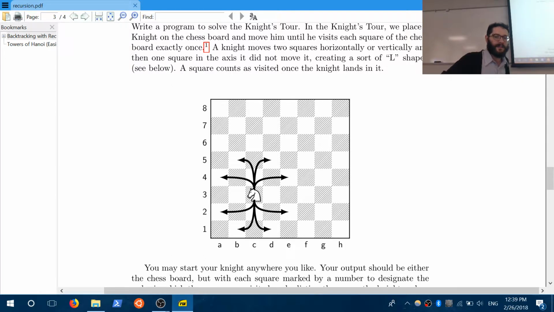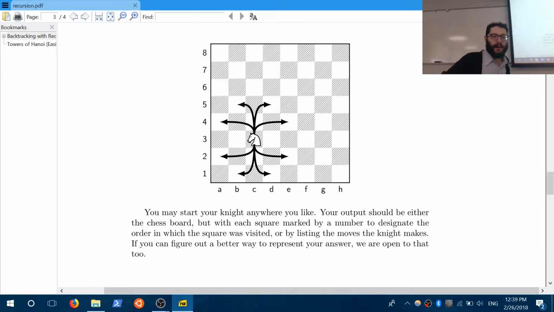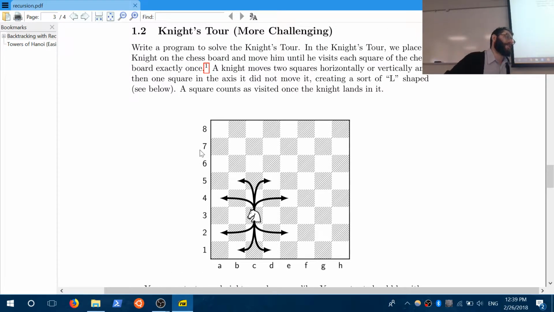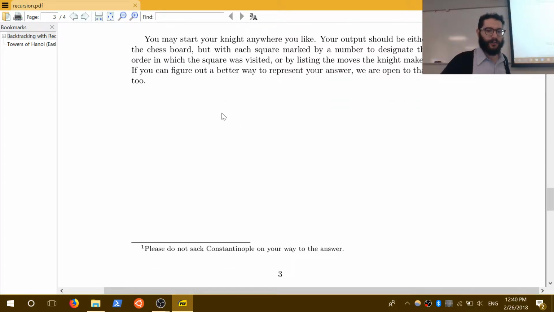And he can also just hop over pieces, which makes him cool. You can start him anywhere you want to. In fact, that's part of the challenge, figuring out where you need to start him. And then your output should either be the chessboard, but with every square marked by a number to designate what order it was visited in. So the first move would be 1, the second move would be 2, and so on and so forth. Or listing the moves in chess notation that they make. Now, this one I highly recommend starting out on a smaller board, smaller than the standard 8x8, because the search space for this one is pretty deep, just the amount of choices you have to make.